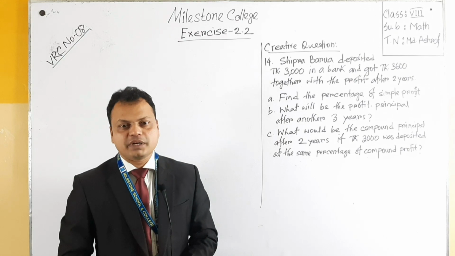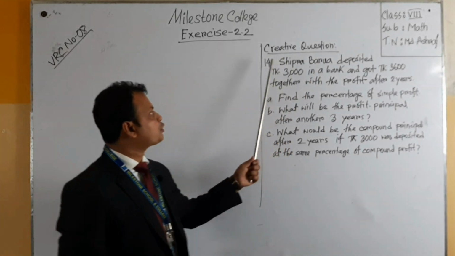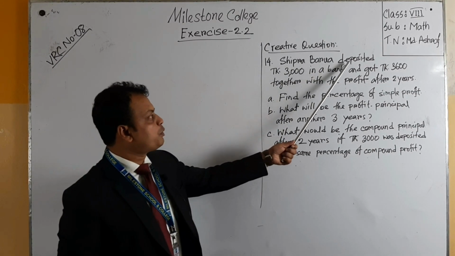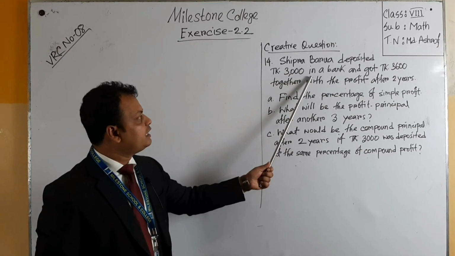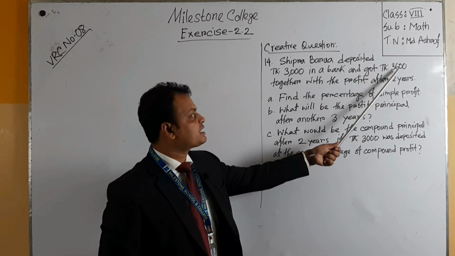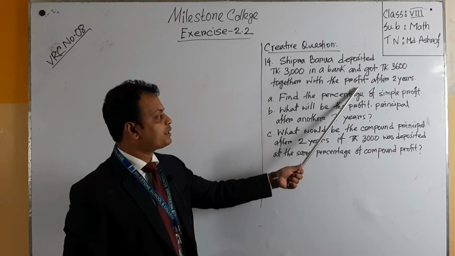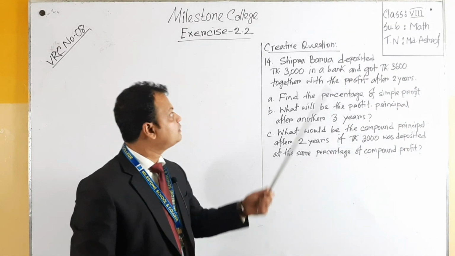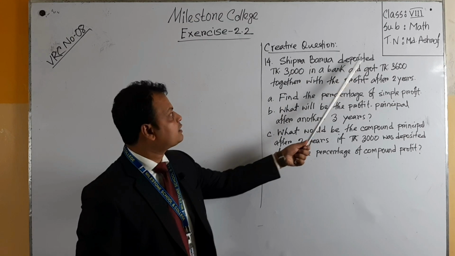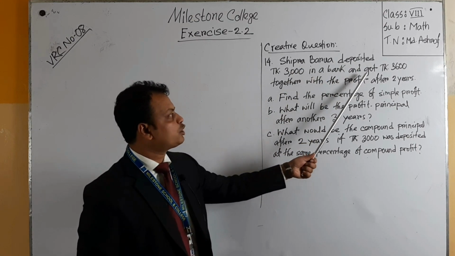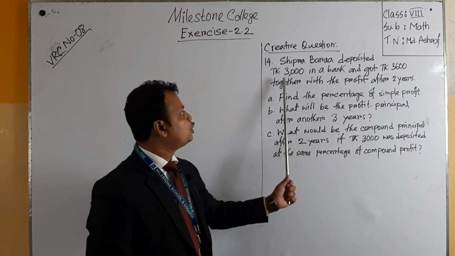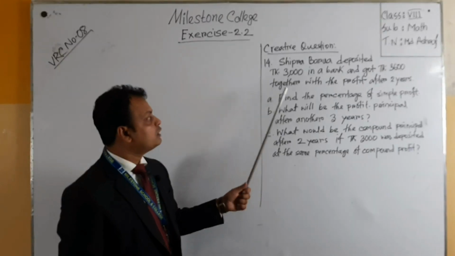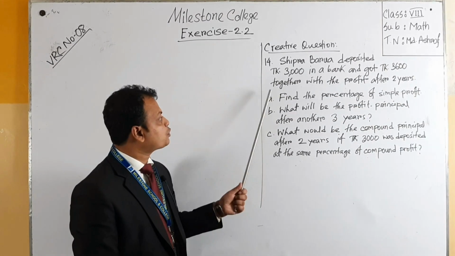Now I am going to solve a creative question. See, creative question number 14. So what is the question? Shipra Borua deposited taka 3,000 in a bank and got taka 3,600 together with the profit after 2 years. So read the question carefully. So these are the given information. From the given information we have to solve questions A, B, C.